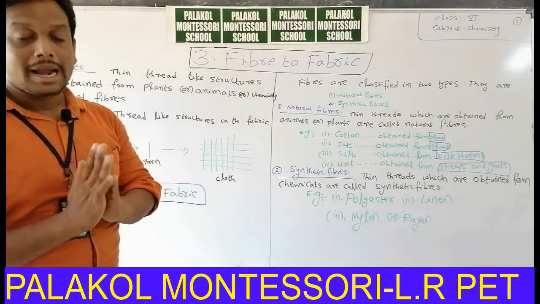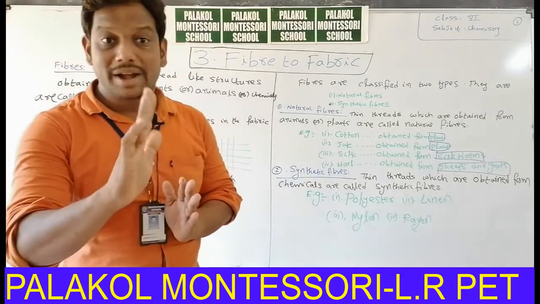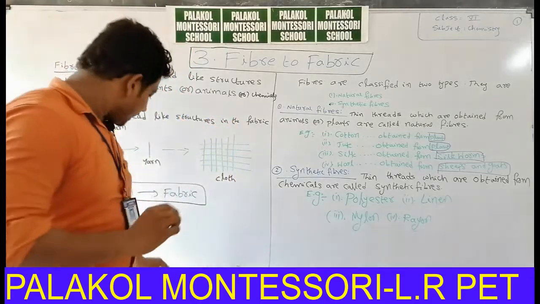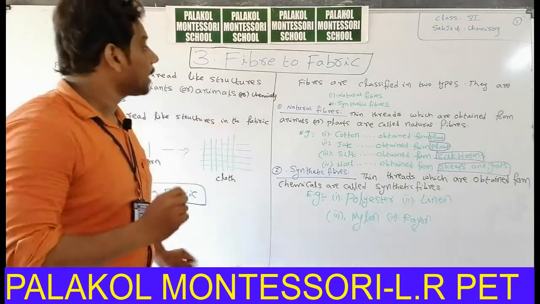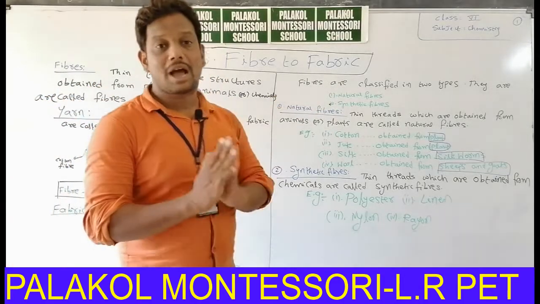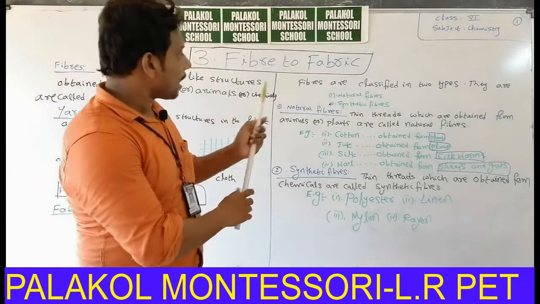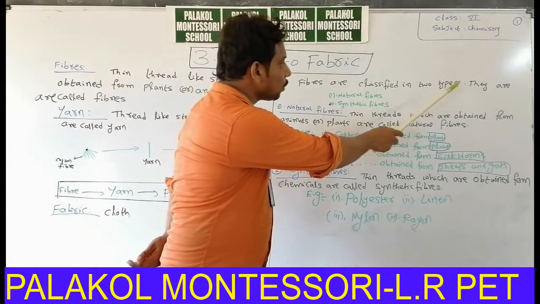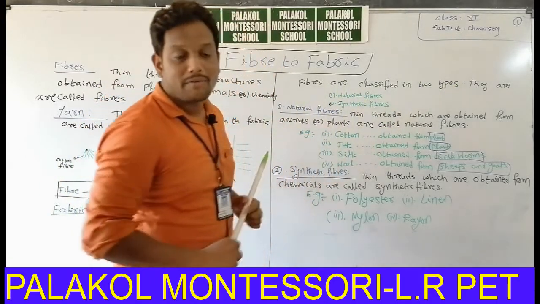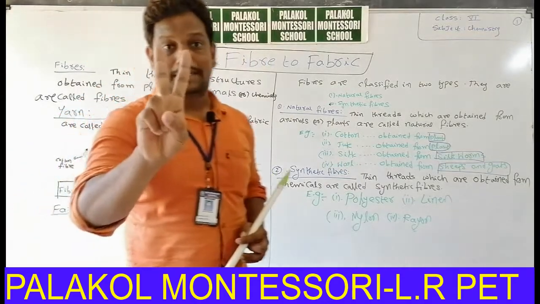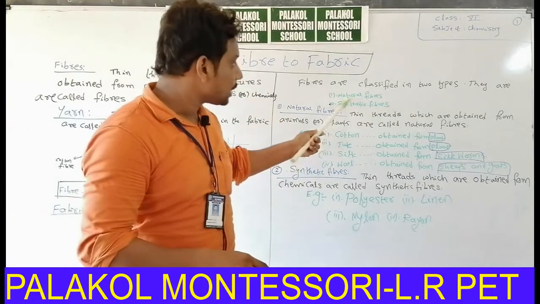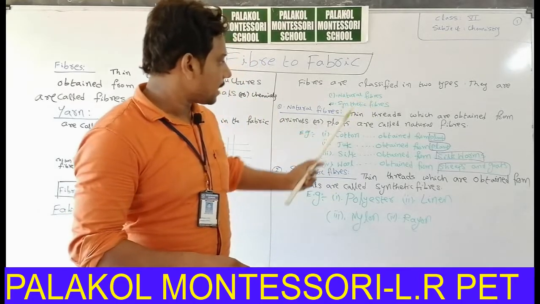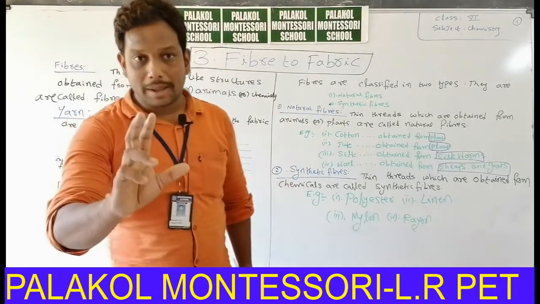Now I will explain different types of fibers. That means different types of this type of small thin thread like structures. Okay, now I will explain the classification of fibers. Fibers are classified into two types. They are natural fibers and synthetic fibers. First one is natural fiber, second one is synthetic fiber. So first, definition of natural fiber.